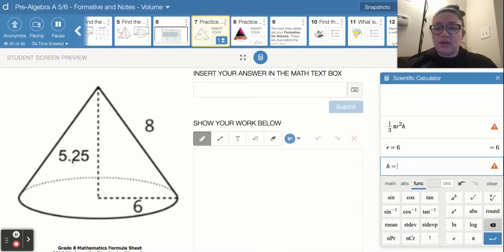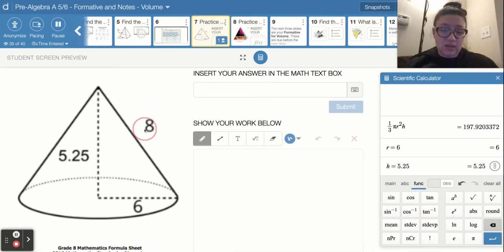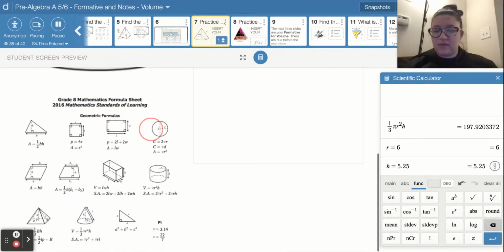So what number goes from the tip of my cone all the way down to the center? My height is 5.25. That 8 over here, that's the L. That's the slant height. We need that for surface area, but we do not need that for volume. They were trying to trick us up there. We need it for surface area, but not for volume.